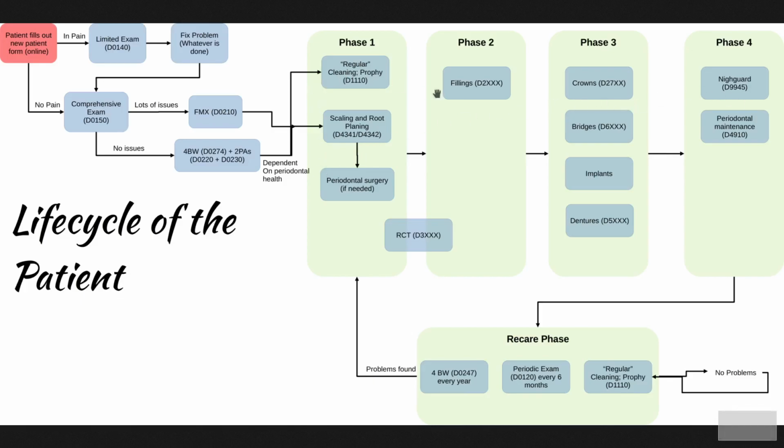In this particular way it's set up, phase 1 is everything for preventative or for making the gums nice and healthy. Phase 2 is whatever fillings, including composites and amalgams. Phase 3 is everything that's prosthodontics, including crowns, bridges, implants, and dentures. And then phase 4 is more preventive measures, like either a night guard or periodontal maintenance.